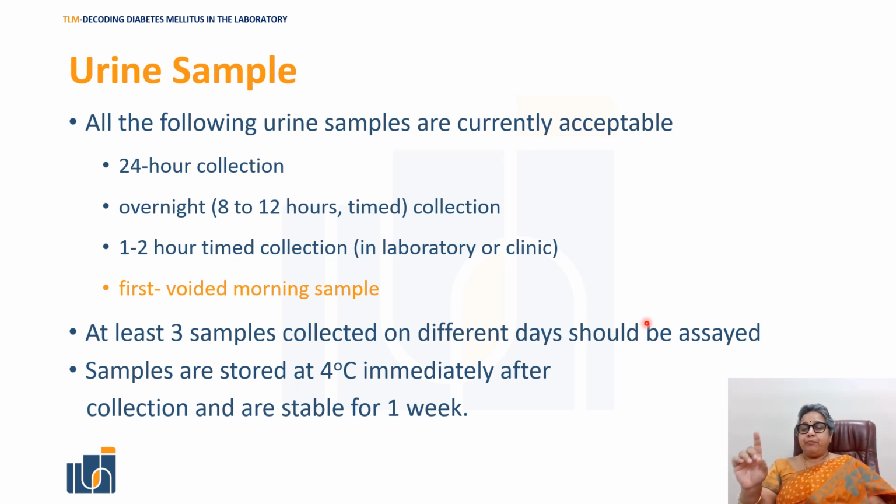If you store the urine at 4 degrees centigrade immediately after collection, this analyte will be stable for 1 week. So this is important: how you collect the urine, when you test it, how many samples you test, and what is the stability of the analyte.